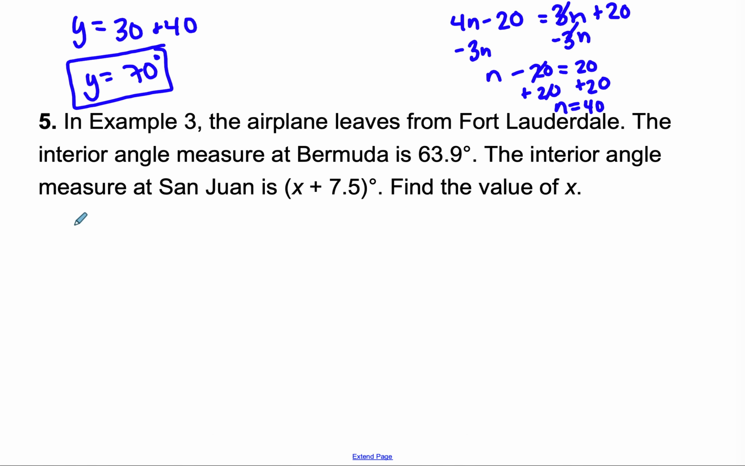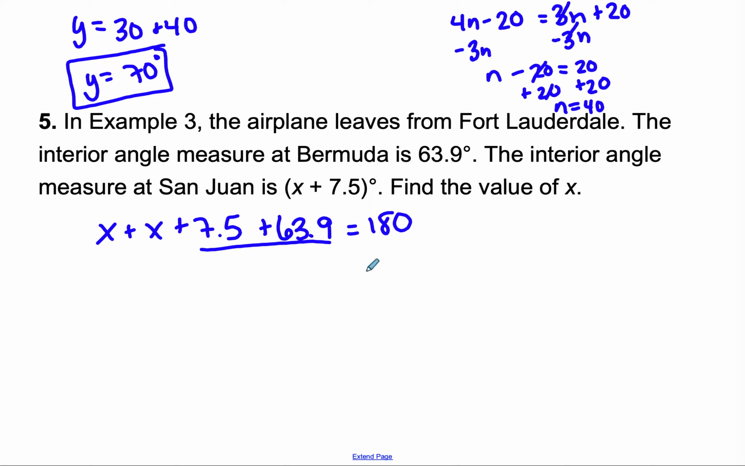So our equation, x plus our x plus 7.5 plus our 63 9/10, and then it's a triangle, so it's going to equal 180. I'm going to start by combining my like terms. So I have to add 7.5 plus 63 9/10, and I get 71 4/10. Go ahead and write in my equals 180. And then here, x plus x is 2x. So I have 2x plus 71 4/10 equals 180.